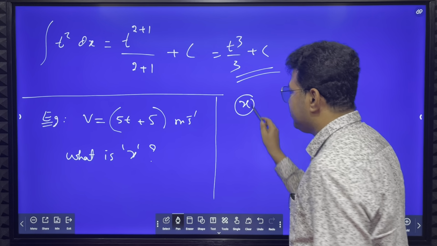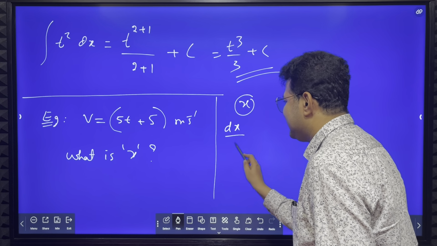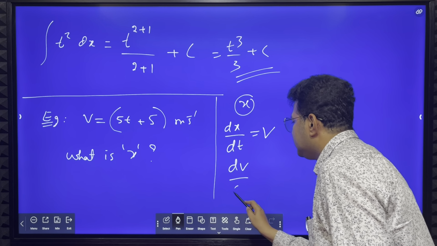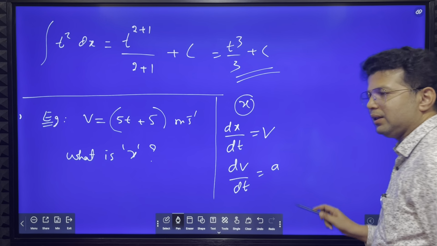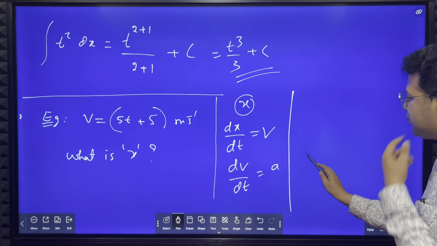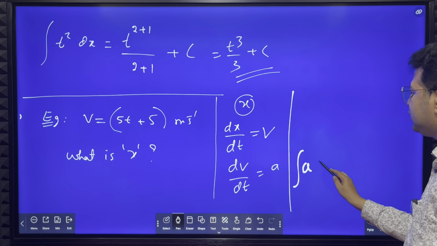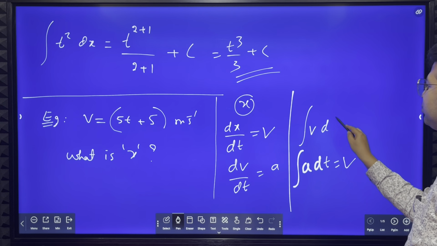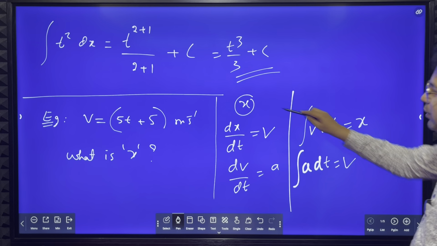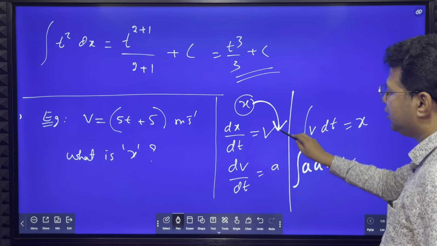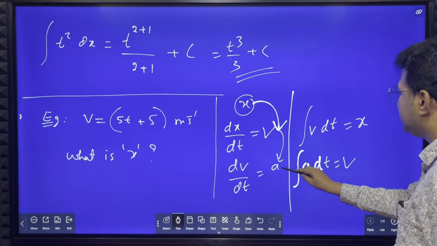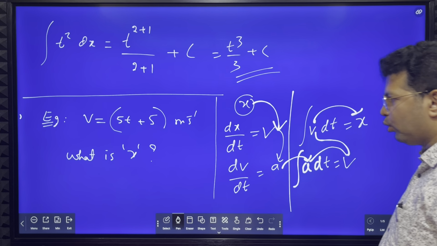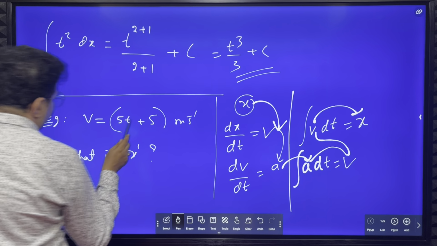If x is displacement, if you differentiate this x with respect to time, you get velocity. If you differentiate this velocity with respect to time, you get acceleration. Then what is integration? Reverse process. Integration of a with respect to t will give you velocity. Integration of v with respect to t will give you displacement. See, x differentiate v, differentiate a, integrate a, you get v, integrate v, you get x. Hope you can understand.